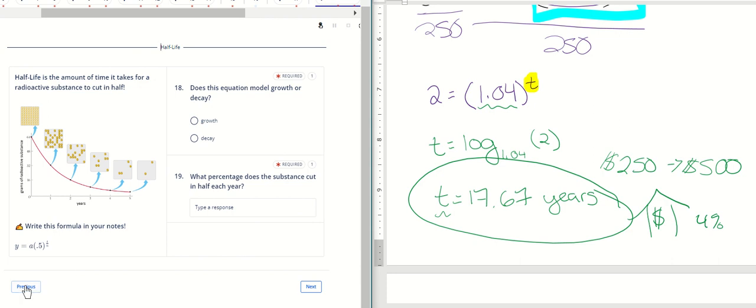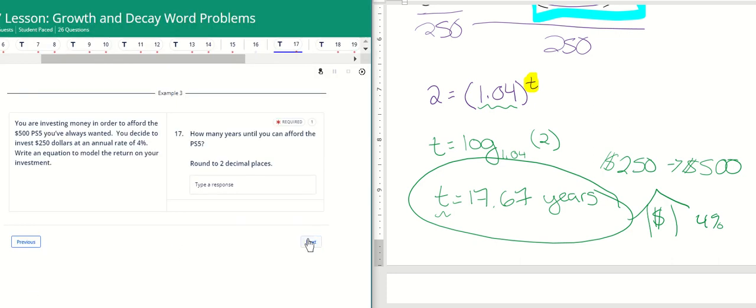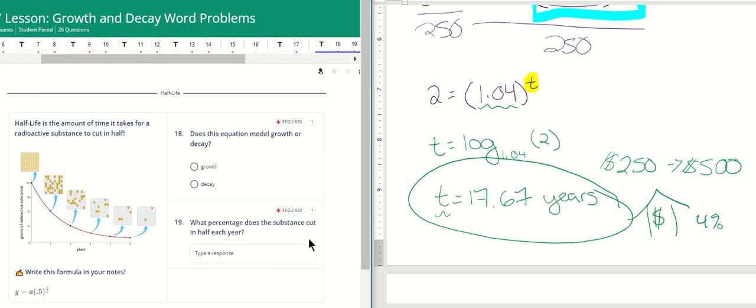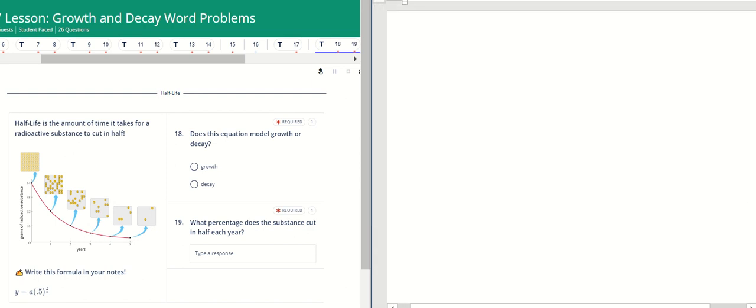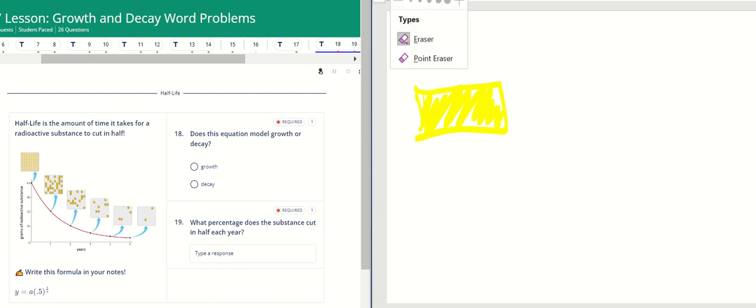Okay, so there's something called half-life. Half-life is a special kind of decay. You may or may not have heard of radioactive substances. If a radioactive substance is sitting there, as time goes by, something crazy is going to happen.